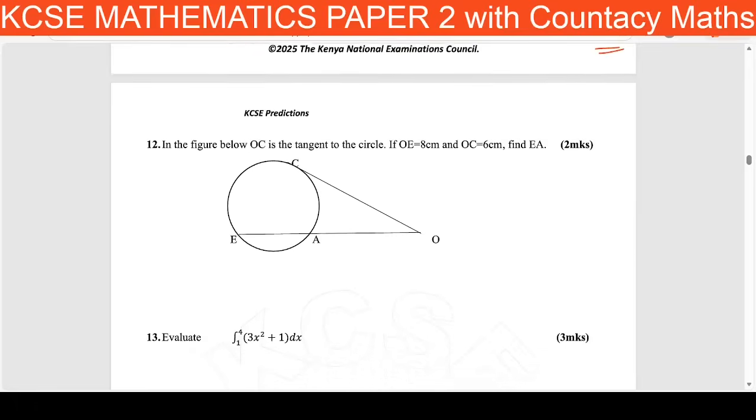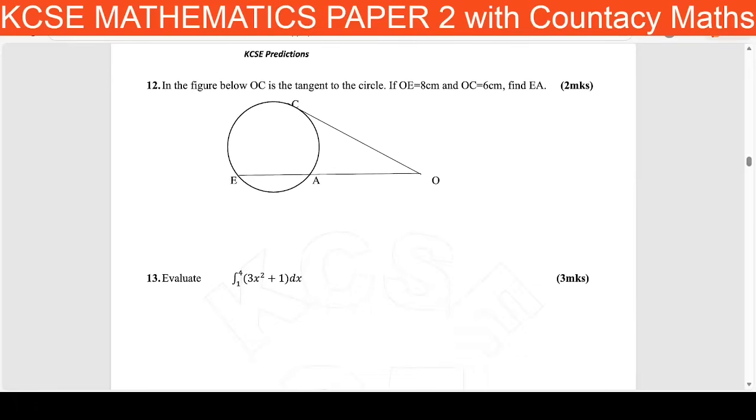Oh, amazing. Here is another interesting question for paper 2, commonly asked. We are told that in the figure below, OC is the tangent to the circle. OC, where is OC? It's right here. This is the tangent to the circle. If OE from here to here is 8 centimeters, and OC from here to here is 6 centimeters, find EA. So we are supposed to find the unit from here to here, which we do not know.